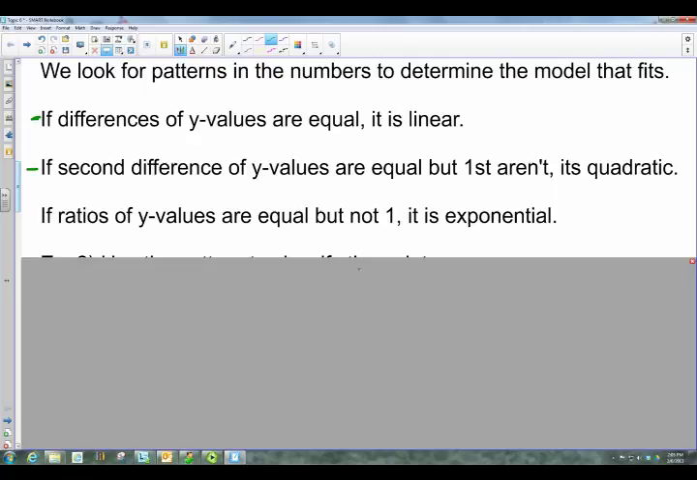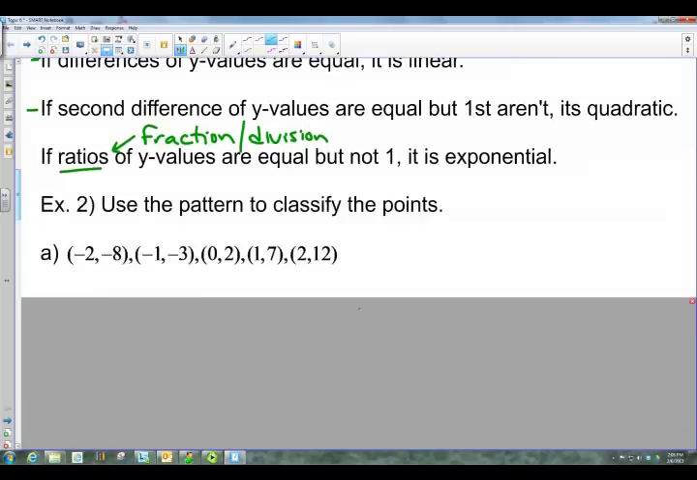And if the ratios of the y values are equal, but it's not 1, then it's exponential. And ratios refer to a fraction or division. Okay, so we're going to look at these things as a fraction or using division to see how this works. Alright, so keeping those in mind, let's try a couple of these.